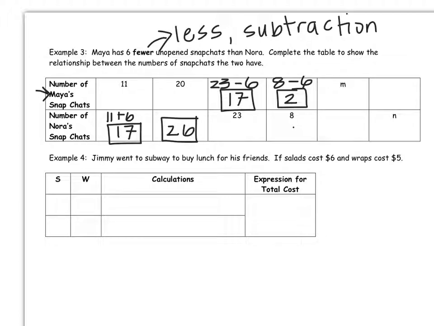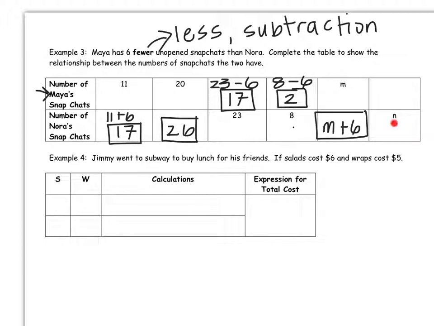All right, now this next one, we have a letter. We have the letter M. So that means we don't know how many Maya has, but we know that she has fewer than Nora. An easier way to think of that is that Nora has more. How many more? 6 more. So that means however many Maya has, M, Nora has 6 more than Maya. M plus 6.